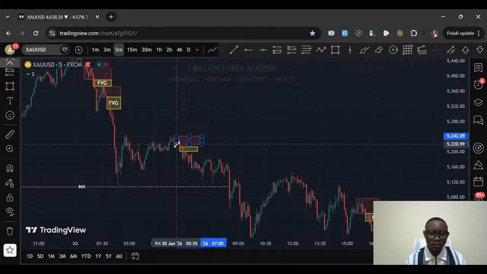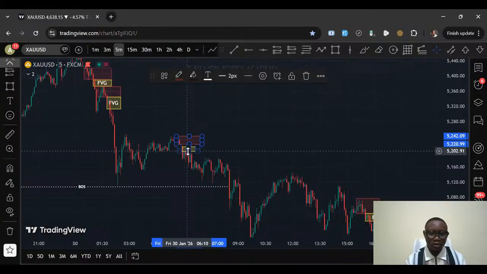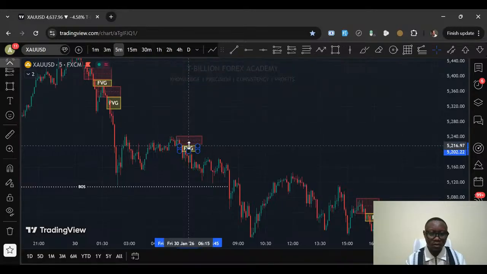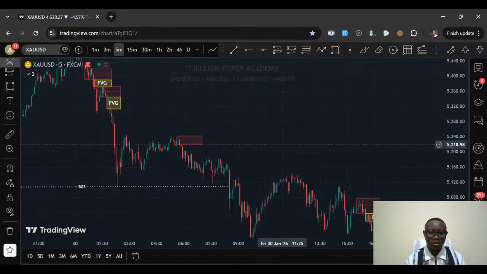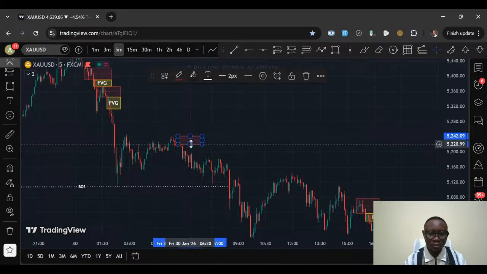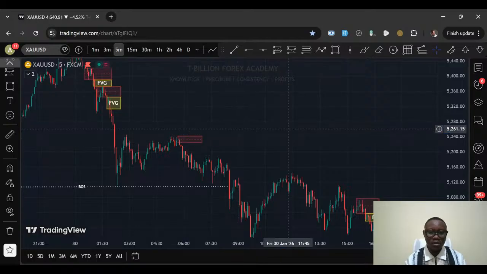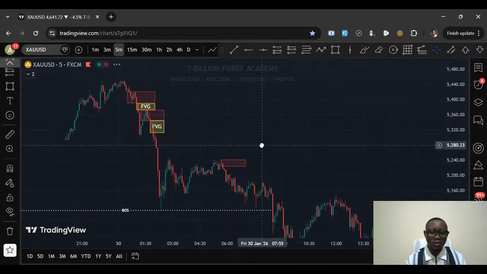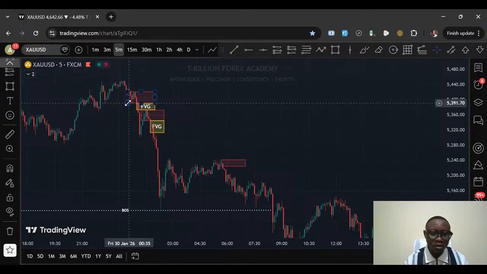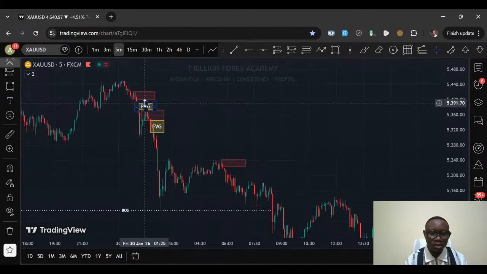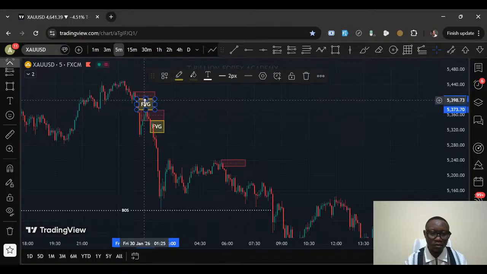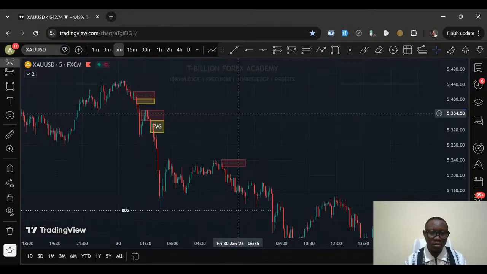This can be further refined to this, the FVG. All the way, very tiny FVG right here. There's a zone here. There's a zone. And for this, we have this right here. And the FVG right here.